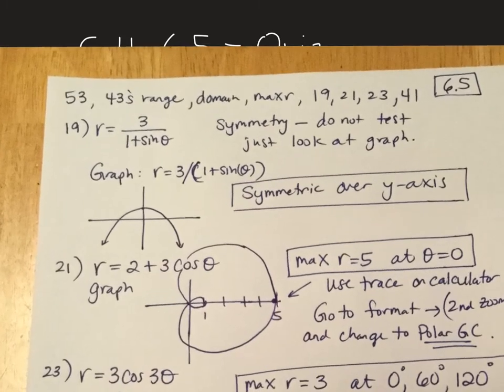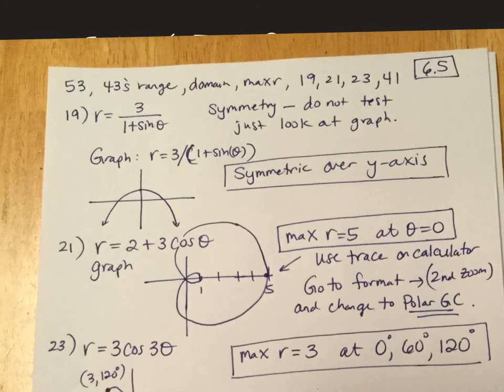So let's go through them. Number 19: you need to find the symmetry. In the book there was a symmetry test, and I used to teach that, but it's hard, so I've gotten rid of it. We're just going to look at the graph to see the symmetry. You go to your graphing calculator and make sure that you are in polar graphing.